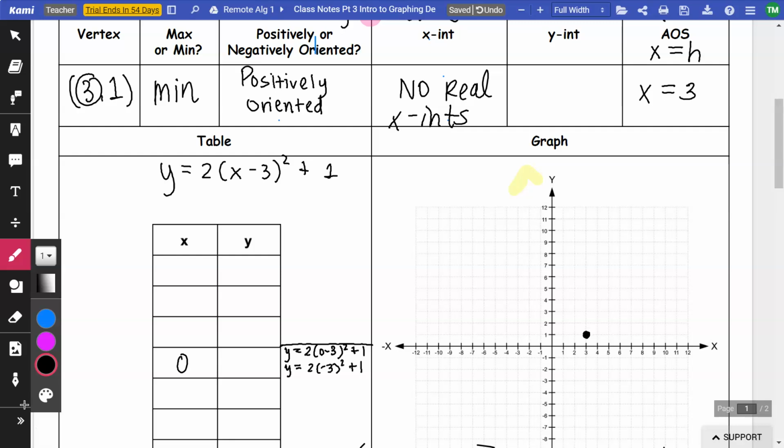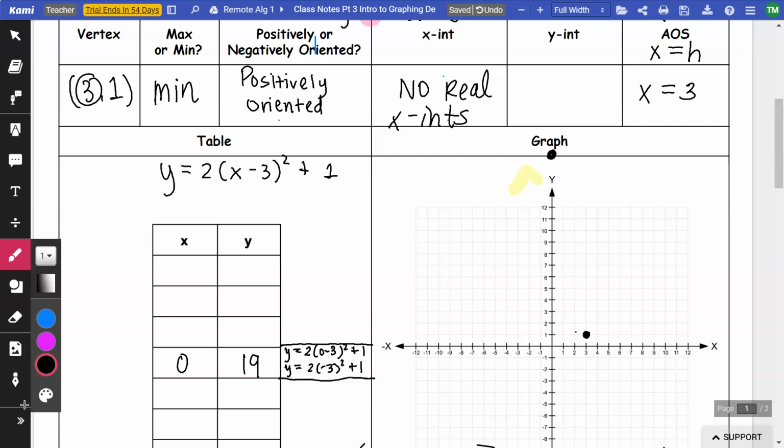Negative 3 squared is 9. 9 times 2 is 18. 18 plus 1 is 19. So our y-intercept actually isn't going to fit on our graph. It's going to be at 0, somewhere up here, 19. Then, because I know that my parabola is face up, it's going to go through a point up here on the y-axis somewhere. This is my vertex.